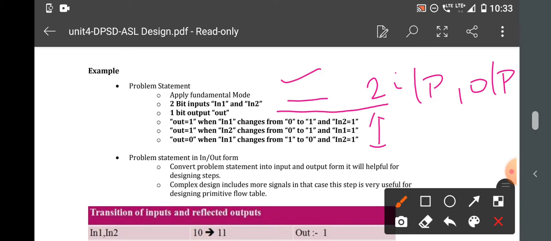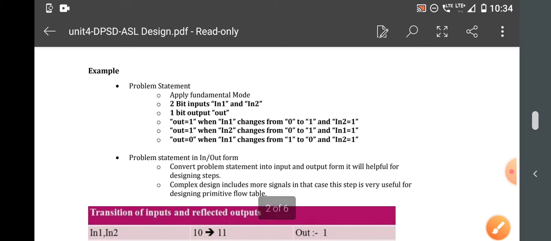The second condition is the first input is 1, and the second input will change from 0 to 1 alternatively. Then the output is also 1. Third one, the second input will be maintained as 1, and the first input will change from 1 to 0, reverse. It is from higher level, it will change to lower level. At that moment, the output changes to 0. So you need to find out the flow first. So the flow is represented for the 3 conditions.